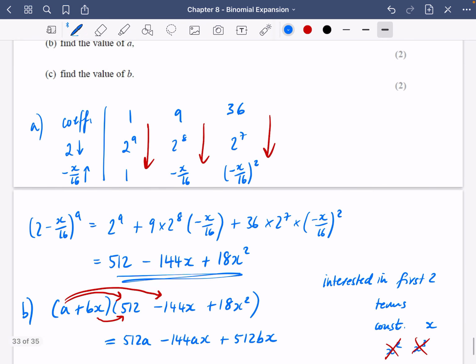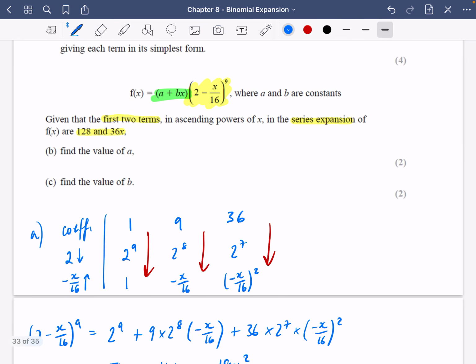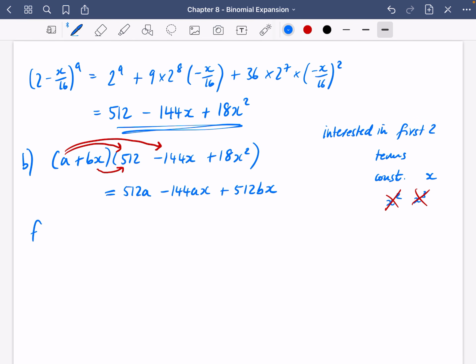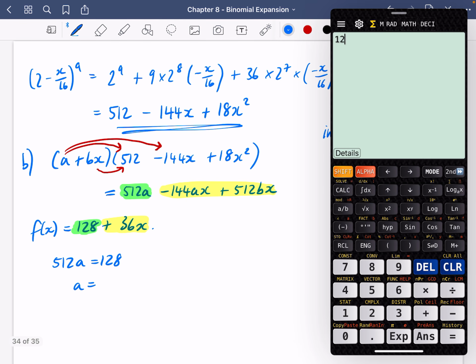So this part of the question says, find out the value of a. They've told us the first 2 terms are 128 and 36x. So we can compare these now. We can say that the constant term must be this, and that these terms, when I factorize them, will be the same as this. So this means that 512a is 128. So I'm going to do 128 divided by 512, which is a quarter. So a is equal to a quarter.